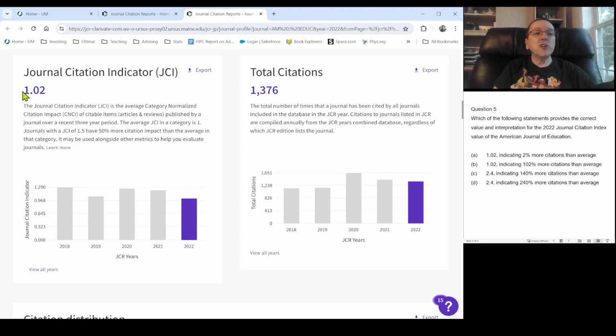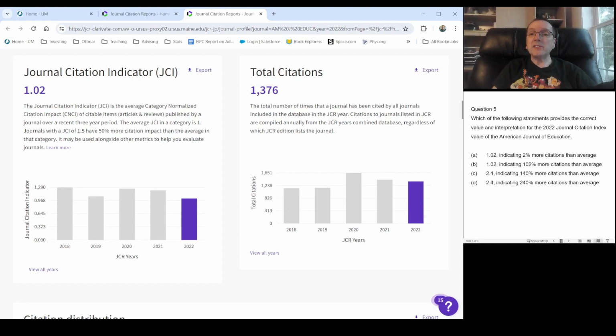So we see here that the journal citation indicator for the American Journal of Education is 1.02, which just means that, well, 1 we know, so it's really close to 1, so it's close to the average. And in fact, that 0.02 would tell us that it's 2%. If 0.5 is 50% more, 0.02 is 2% more. Their papers are cited about 2% more than average for journals in this area.